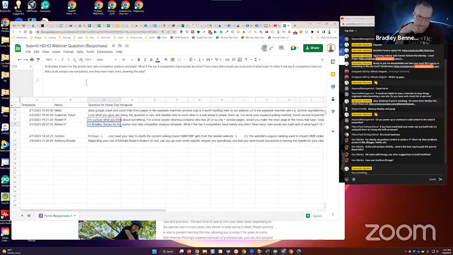What if the top 5 competitors have barely any links? How many links would you build and of what type? Or what if the top 5 competitors have no links at all, except one competitor, and they have many links skewing the data? Well, yeah, you just got to remember that. You always got to look for outliers, Robert.